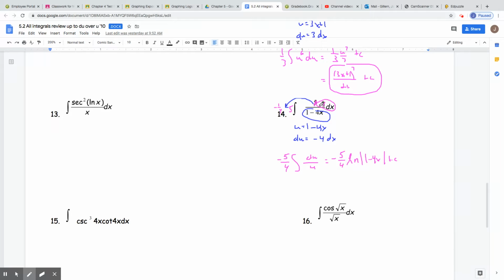The negative 5/4 is probably what confuses people the most. This 5 is any constant, and you can move it to the outside, so that's just 5. You don't take the reciprocal of it because you didn't add it in there. It was already here to begin with, so you just move it to the outside. You had to put a negative 4 in there to make this equal to du. To balance that out, that's why I had the reciprocal of negative 1/4. And then negative 1/4 times 5, that's where I get the negative 5/4 from.